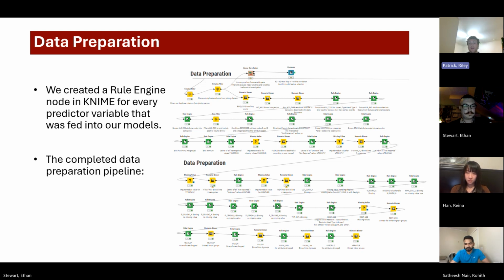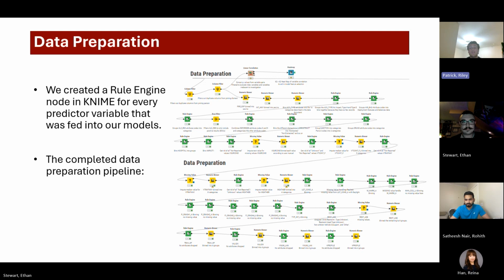And then we used the missing value node to impute values that were either the most common values or the mode, median, mean, whatever central tendency measure made the most sense for that specific variable. And then the numeric binner transformed our variables from numeric into nominal because that helped our predictive models and were easier for them to understand.